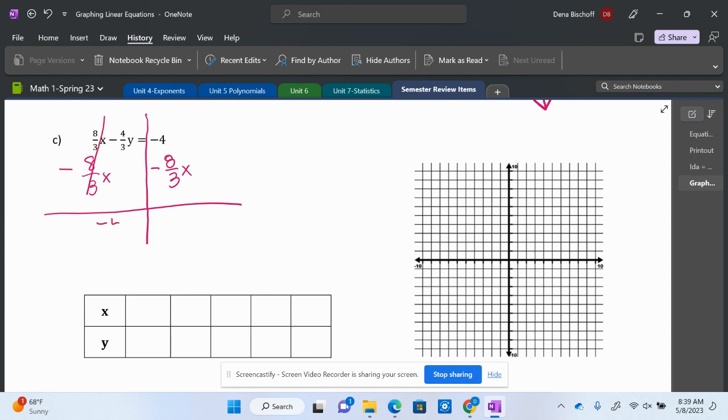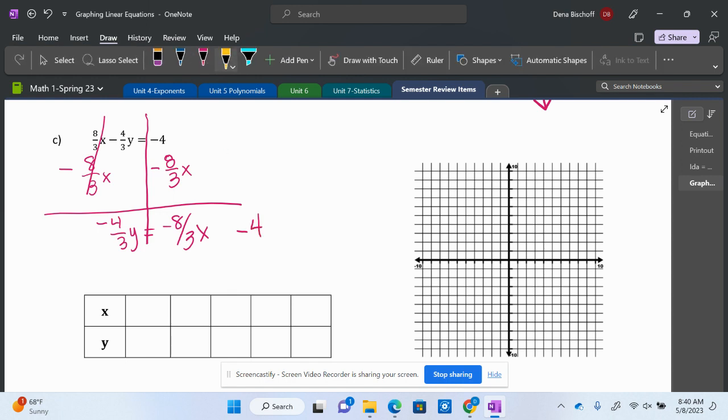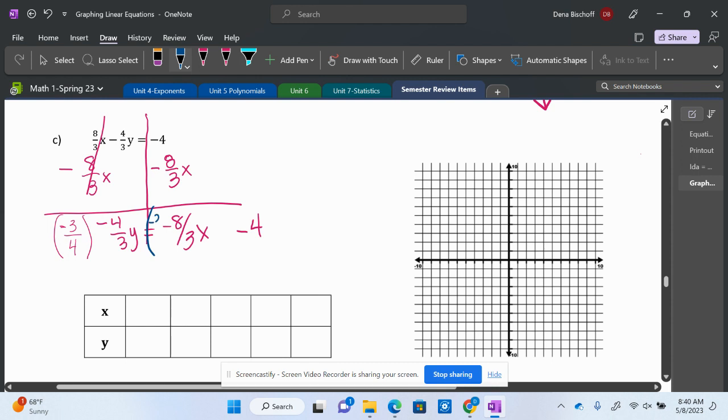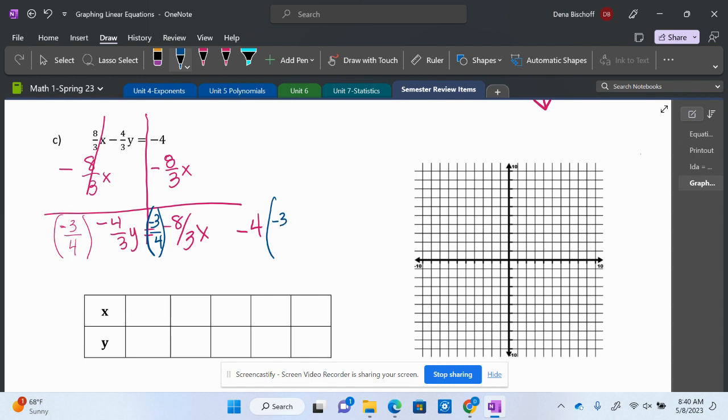So this cancels out, and I'm left with negative 4 over 3y equals negative 8 over 3x minus 4. Yeah, what's that called? Yeah, we have a fraction coefficient. So we multiply both sides by the reciprocal, and we multiply every single term by -3/4. That means I'm going to multiply this by -3/4, and I'm going to multiply this by -3/4. Every term. So these cancel out, and I'm left with y equals -3 times -8 is positive 24. 4 times 3 is 12x. -4 times -3 is a positive 12. And 1 times 4 is 4.